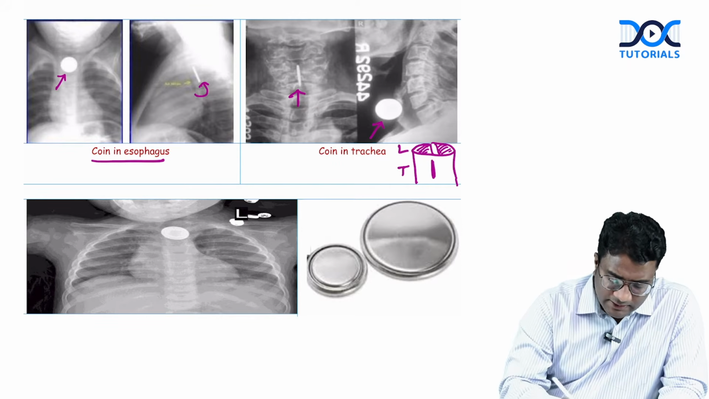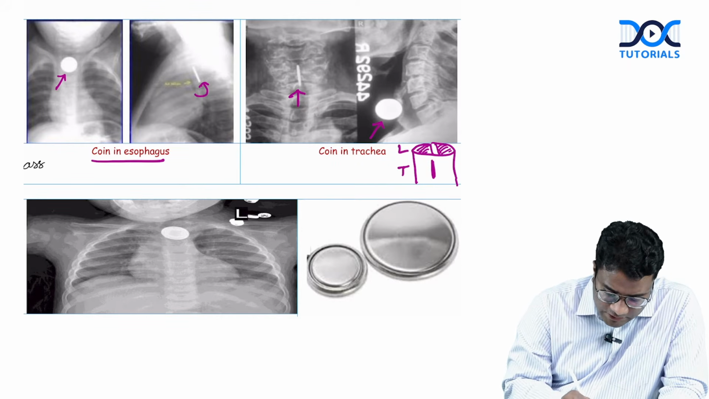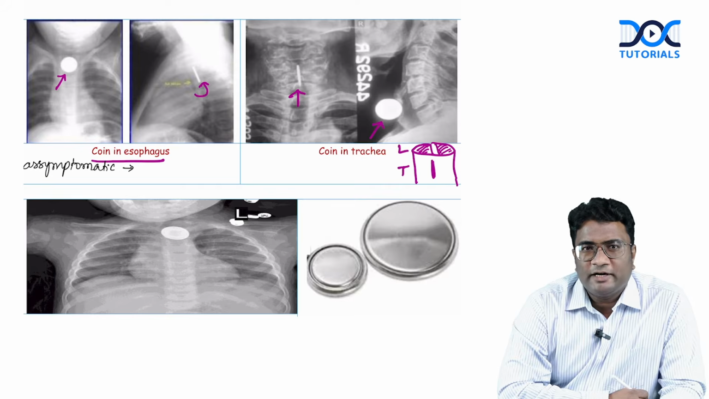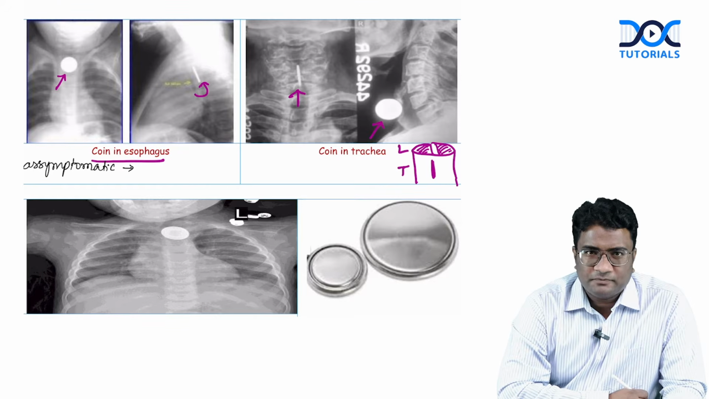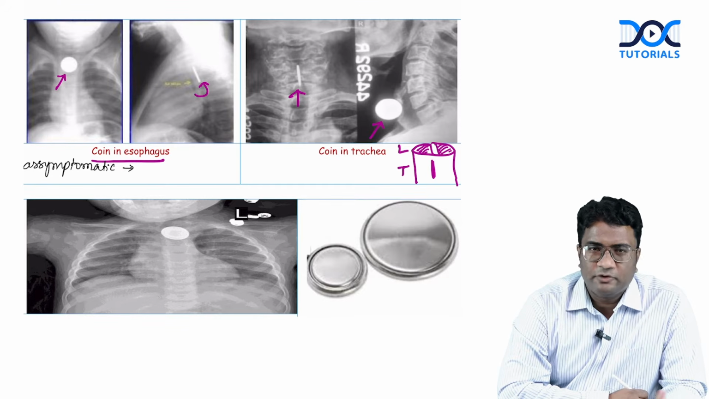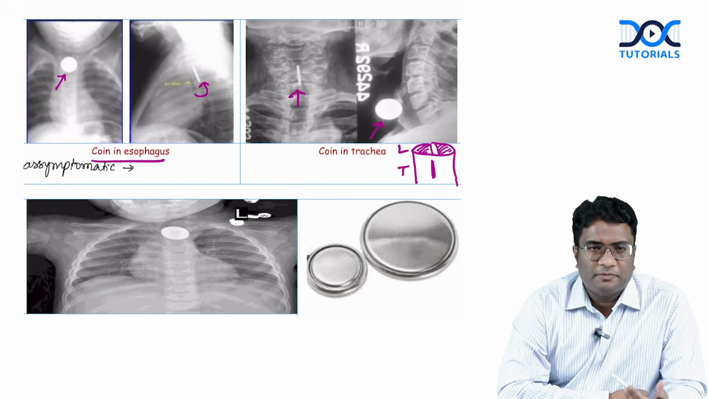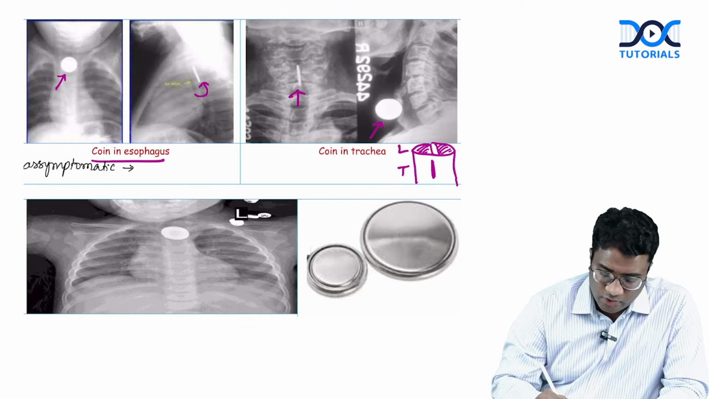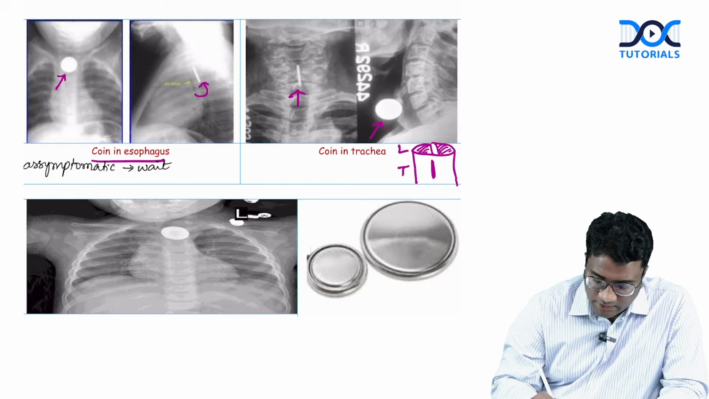And if there is a coin in the esophagus and it's an asymptomatic child, would you wait and watch or would you do anything aggressively? Would you want to go for esophagoscopy or something like that? Please remember, if the child has swallowed a coin and is asymptomatic, you wait and watch. It usually comes out in the fecal matter. Wait and watch.